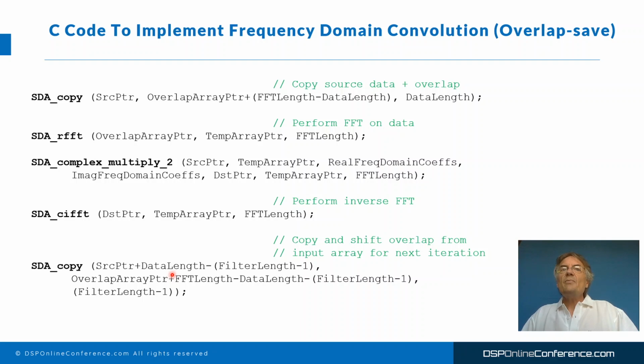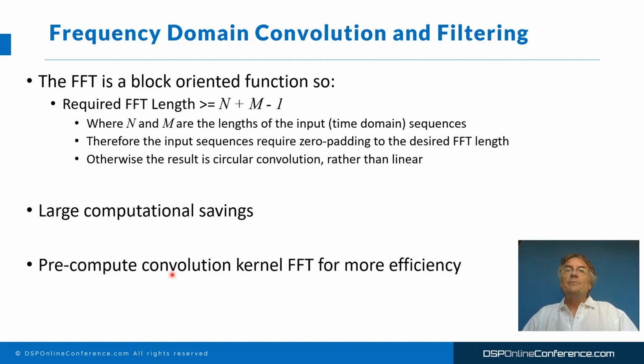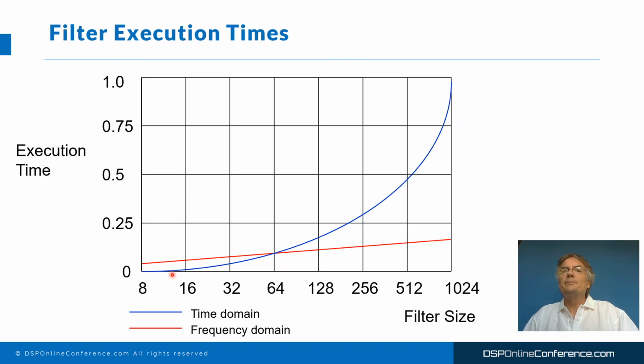Okay, so that's the frequency domain convolution. There's the note about the required FFT length. There are some big computational savings to be made using this, especially when we pre-compute the convolutional kernel for the filter coefficients, gives us even more efficiency.